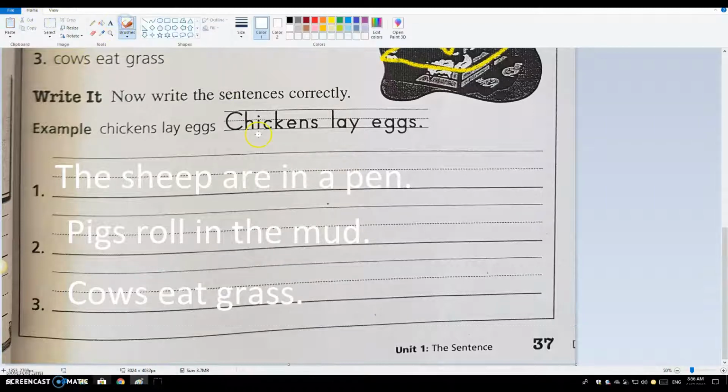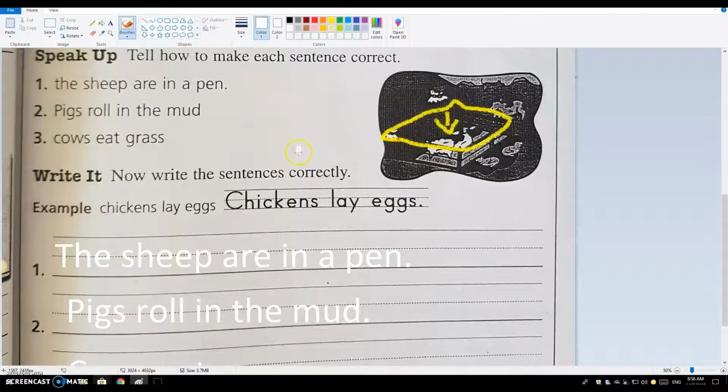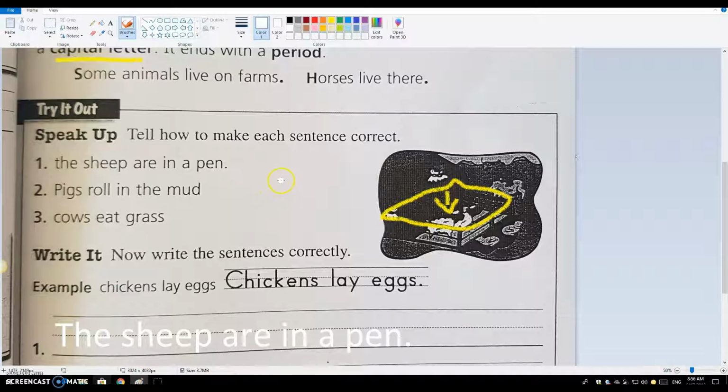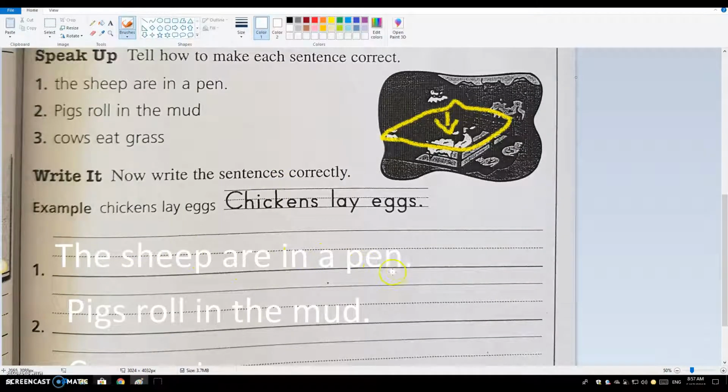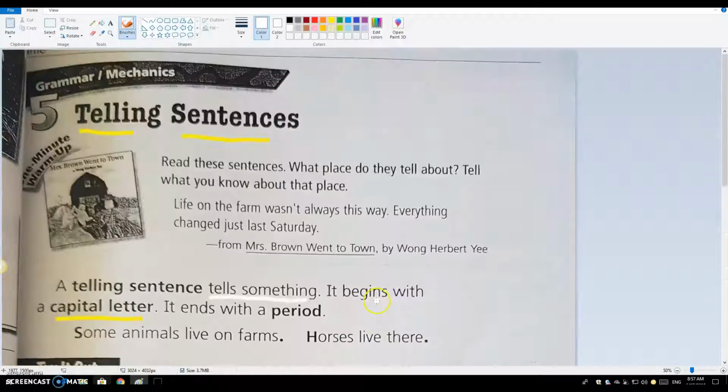Okay, these are all telling sentences, and I think it is the easiest kind of sentence. It tells something. It starts with a capital letter and ends with a period or a full stop. Grass is green. The sky is blue. The sheep are in a pen. Pigs roll in the mud. Cows eat grass. Capital letter, full stop. Okay? So that is our first kind of sentence, the telling sentence.